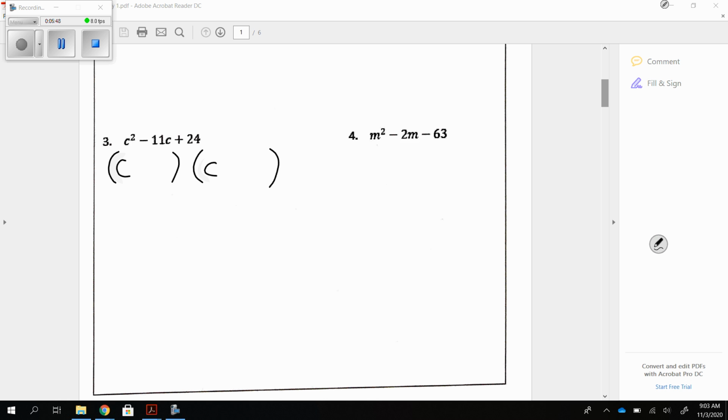So again, this is where you can go through all your factors, all your multiplication, and you would figure out nothing positive times negative would equal a positive. So we know we need two negative numbers. So let's do negative 1 times negative 24. Nope. Negative 2 times negative 12. Nope. Negative 3 times negative 8. Oh, there we go. Negative 3 times negative 8 is a positive 24.